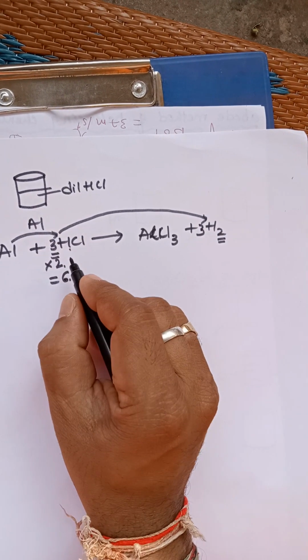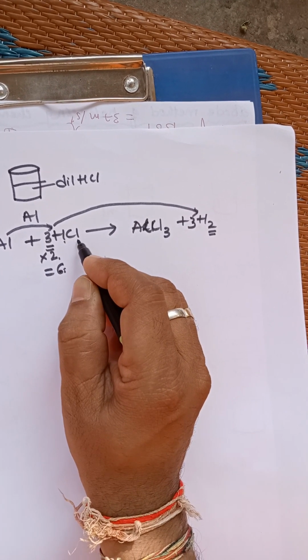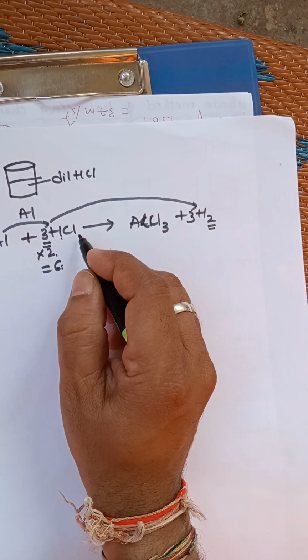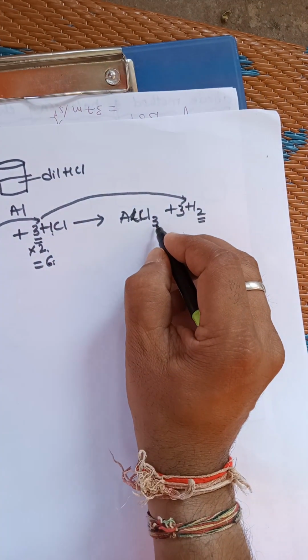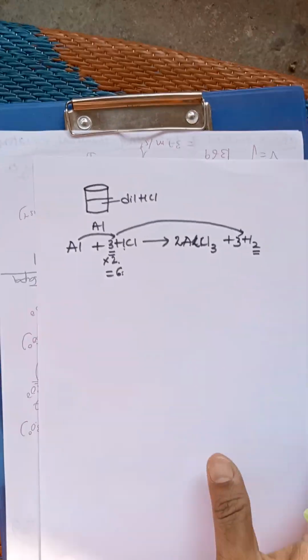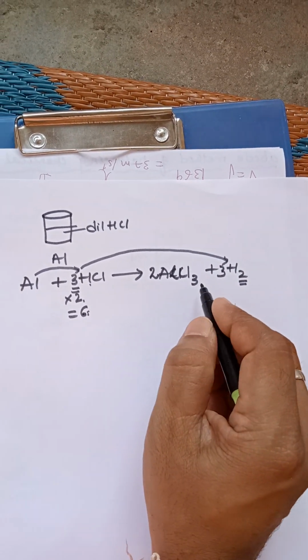Now what has happened to chlorine? Chlorine has got imbalanced. Chlorine is 6 in number, 6 into 1. So chlorine is imbalanced. Now this is 3. How to make it 6 here? I can put a 2 over here. By writing 2, what will happen here? Chlorine gets balanced.